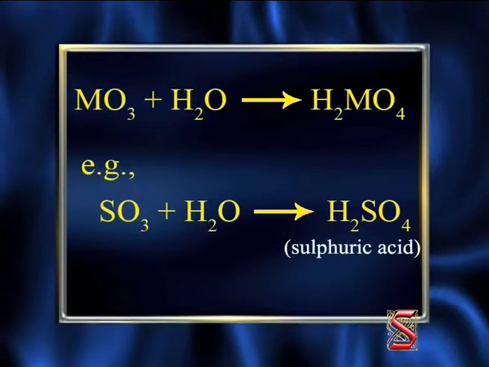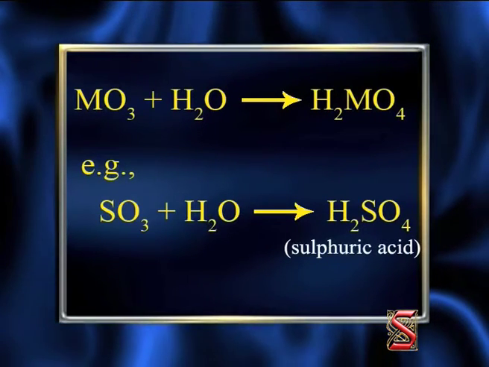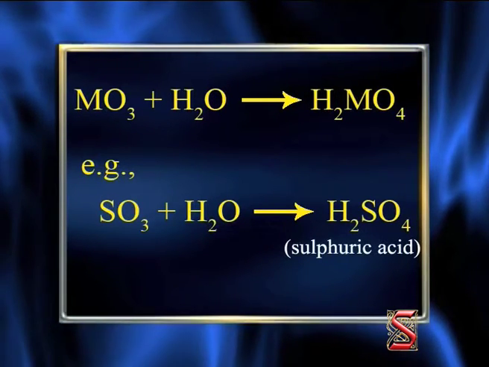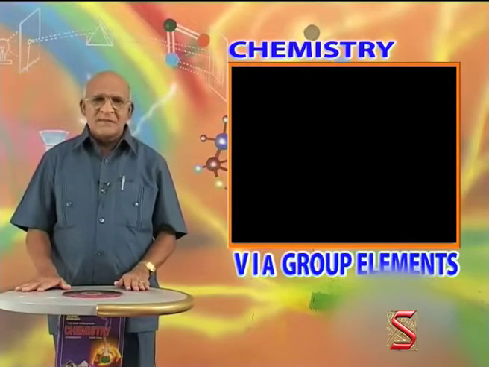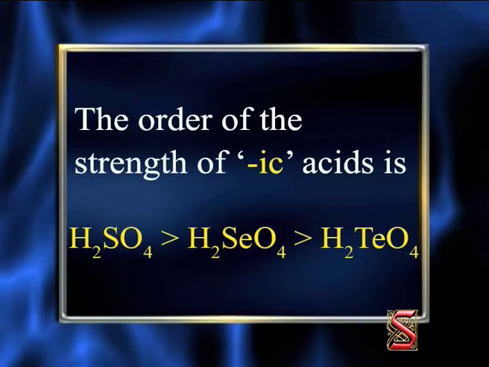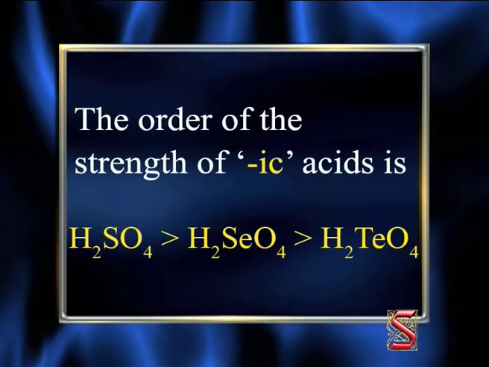The trioxides MO3 dissolve in water to give -ic acids of the type H2MO4. Now see the equation given. MO3 plus H2O gives rise to H2MO4. For example, SO3 plus H2O gives rise to H2SO4, sulphuric acid. The oxidation state of M in -ic acids is +6. The order of the strength of -ic acids is H2SO4 greater than H2SeO4, which in its turn is greater than H2TeO4.